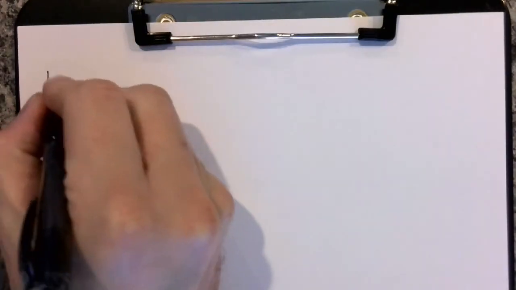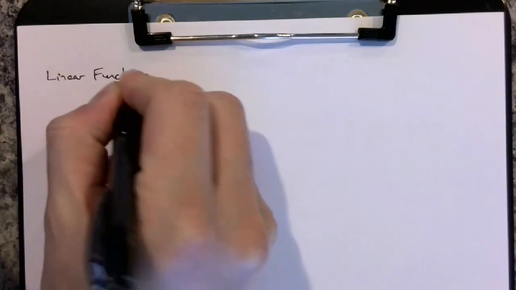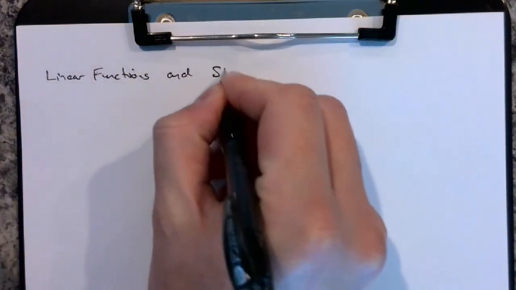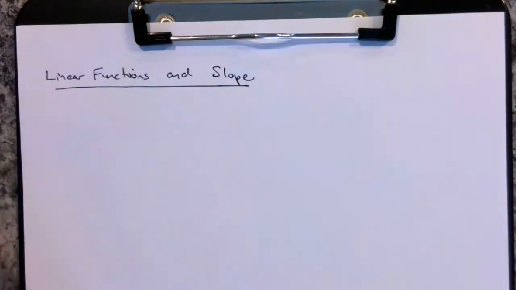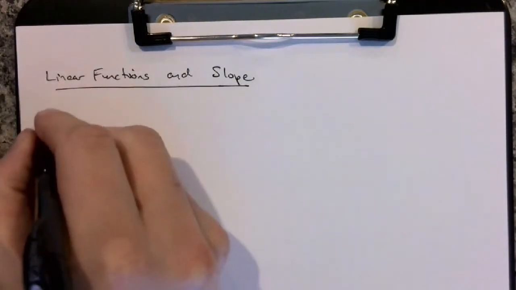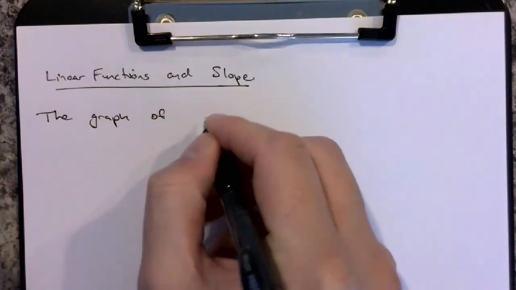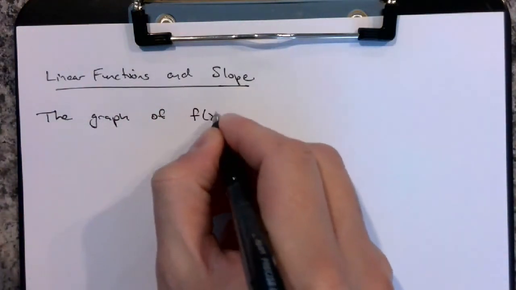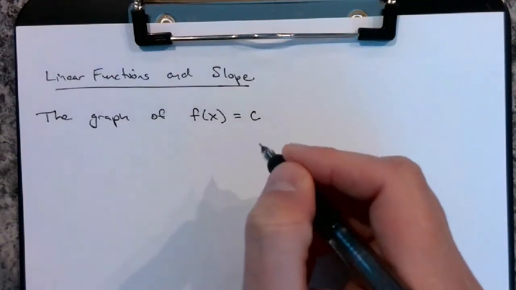This video is a review of linear functions and slope. So, let's just talk about the graph of f of x equals c.